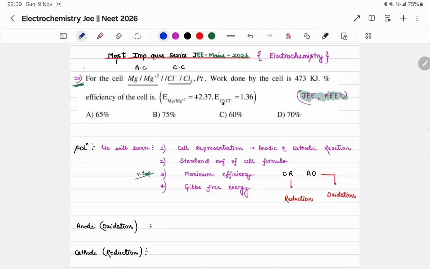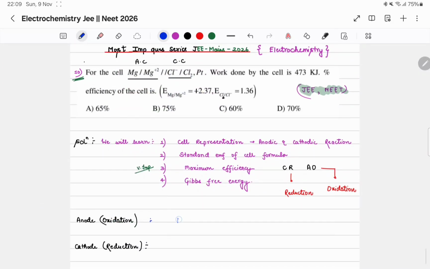If we talk about the anode, on which oxidation takes place, let's write. I can write magnesium, which is going to convert into magnesium 2+, right? Where the oxidation number here is 0 and here it is 2. So from 0 to 2, what is happening? The number is going to increase. A number increase means oxidation. How many electrons? 2 electrons will be there because 0 to 2.